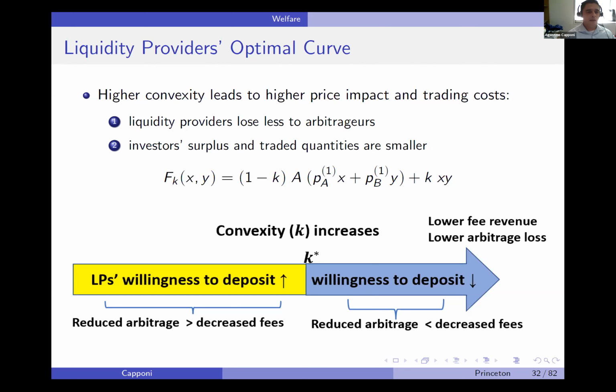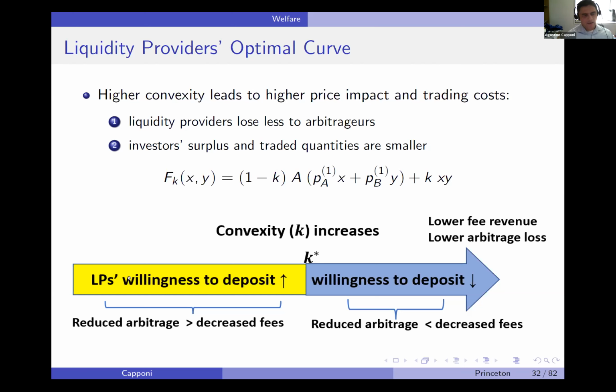And with this graph, I want to show what is the main idea, which leads to this k star, which is essentially the value of k which maximizes the benefit of liquidity providers. So there is the yellow region and the blue region. The yellow region is the region where the liquidity providers will deposit. The blue region is when they will not deposit. So as k gets larger, then basically what happens is that the price impact becomes higher.